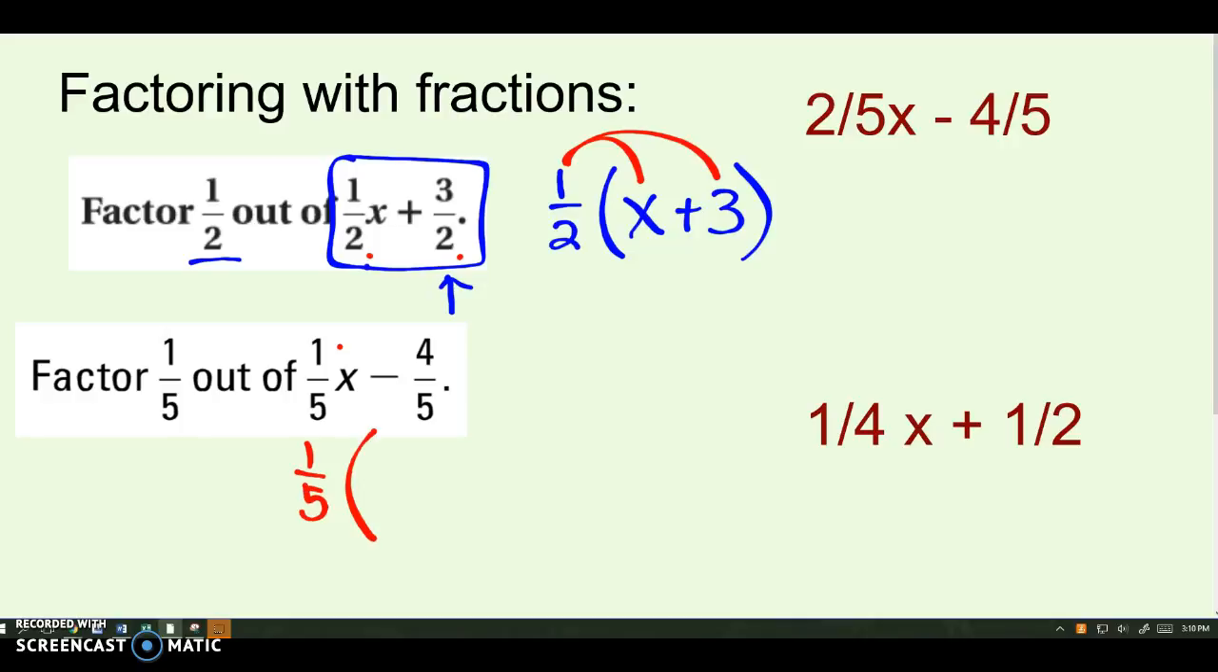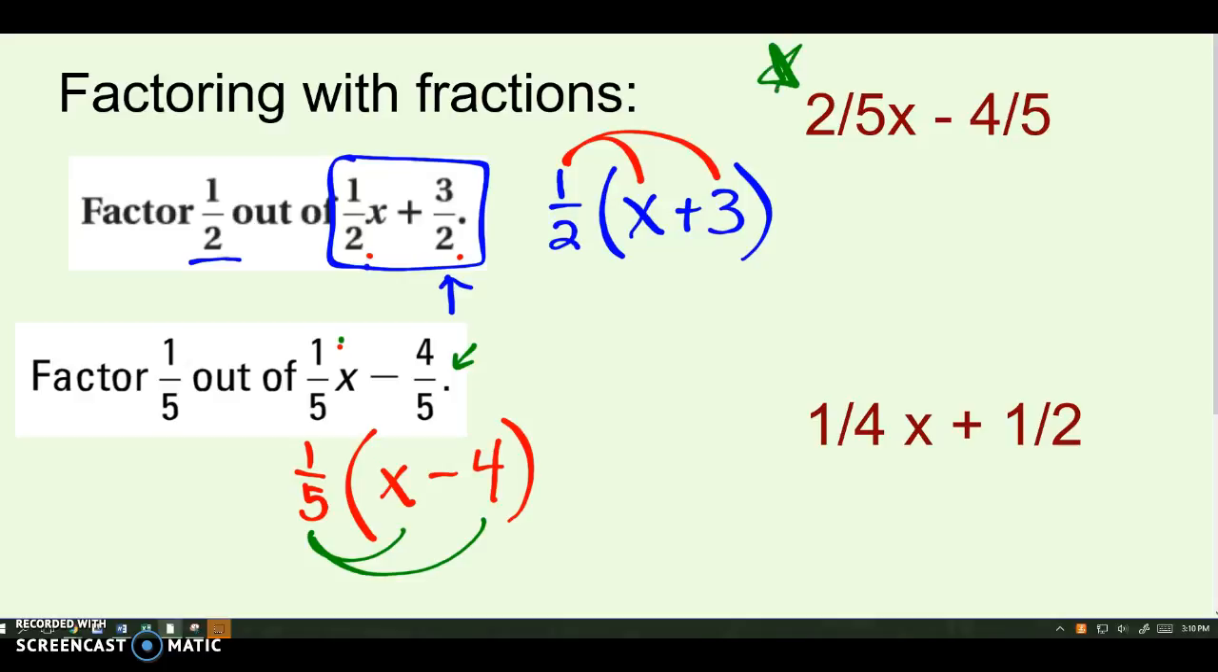So when I factor a 1/5 out of 1/5 x, I just have the x left. And when I factor out a 1/5 from negative 4/5, well, I would get the negative 4. Because when I check that again, 1/5 times x is 1/5 x. And 1/5 times negative 4 is negative 4/5. Cool. All right, so try these two.